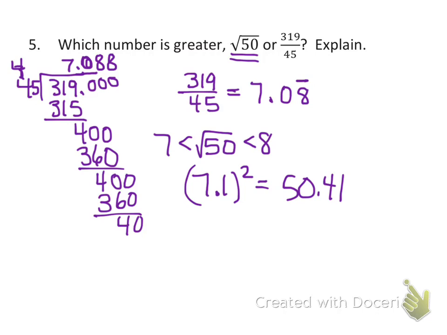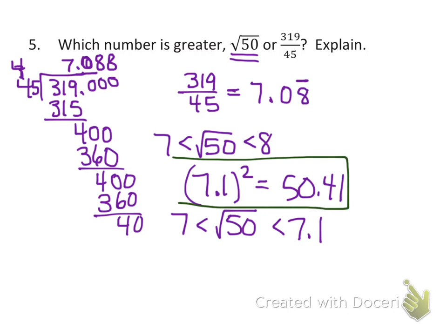Well, that gives us an interval of tenths, so I know that the square root of 50 is greater than 7, and now that I know that it's less than 7.1, and the reason I know that is because 7.1 squared is 50.41. That was an important result right there, okay? But I don't know about 7.08 repeating.